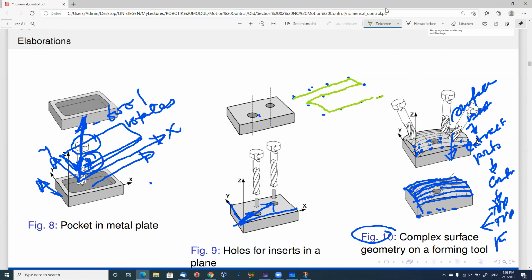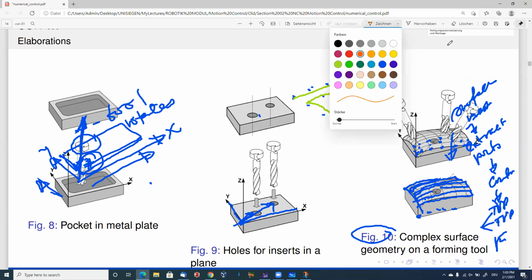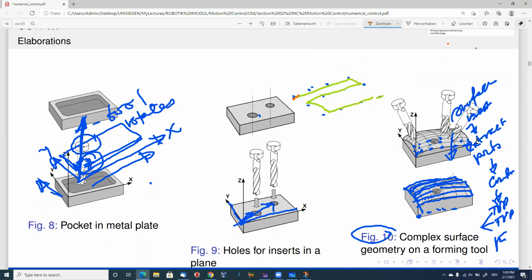But now, if I use a different algorithm like spline interpolation, maybe I could make it. Maybe this is a little bit better. So I think now you understood why we need algorithms.